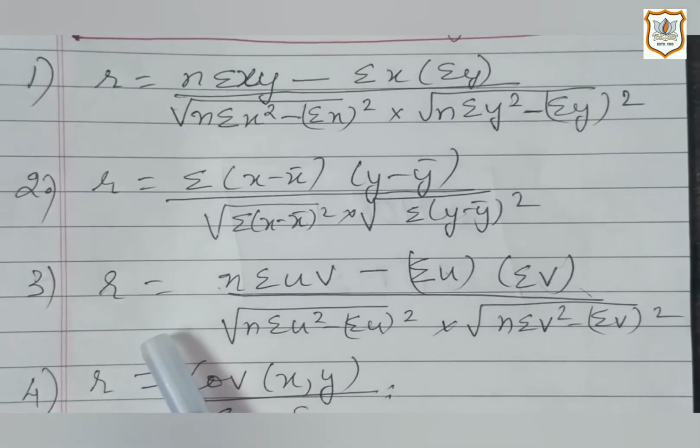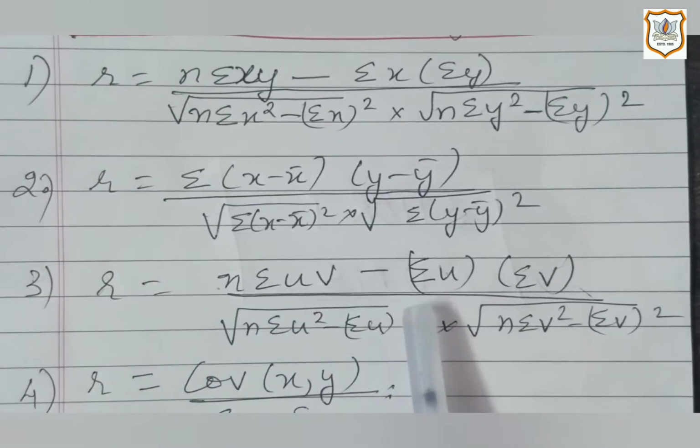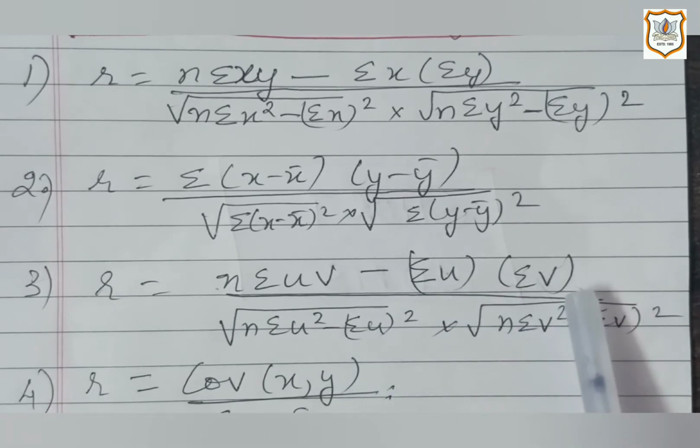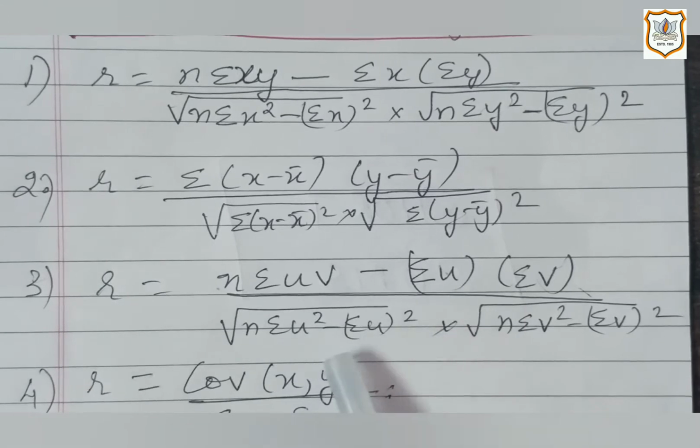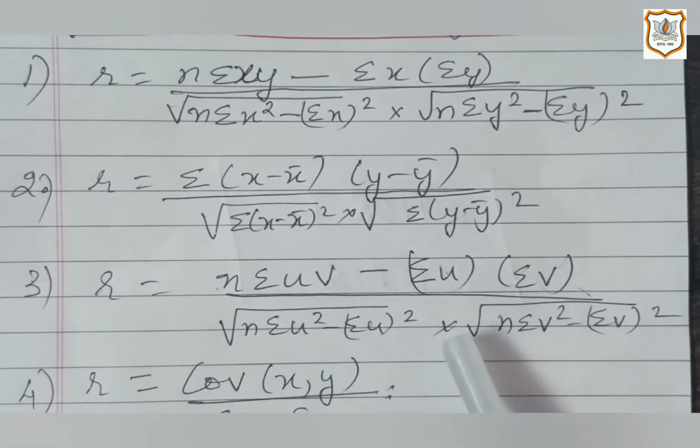The third formula is R = (n Σuv − Σu·Σv) / (√(nΣu² − (Σu)²) × √(nΣv² − (Σv)²)). This formula we applied when the mean was in decimals.